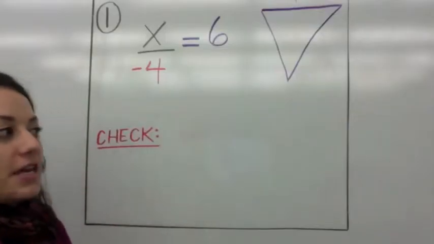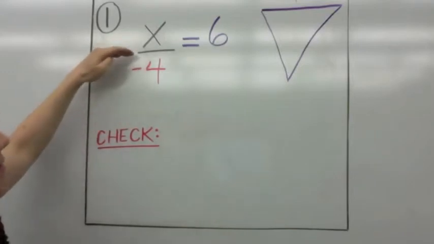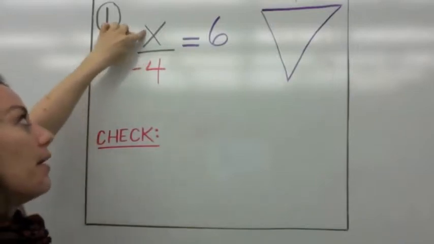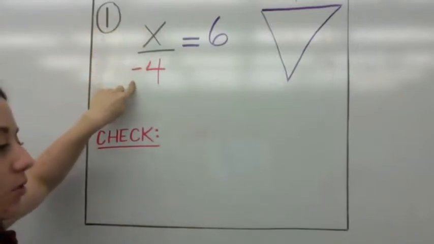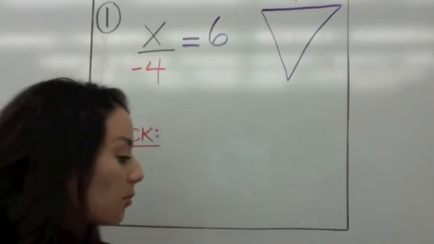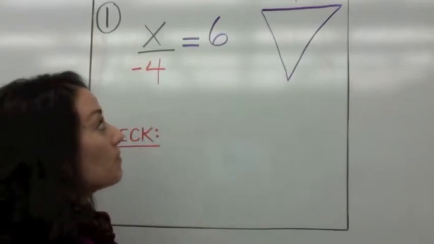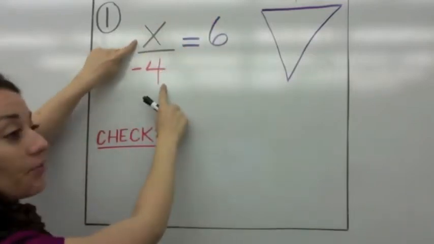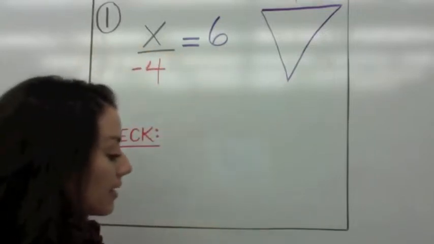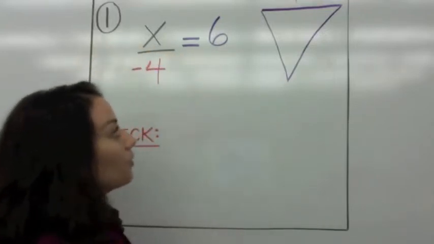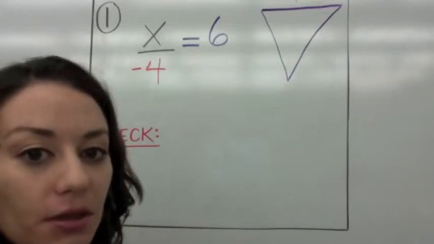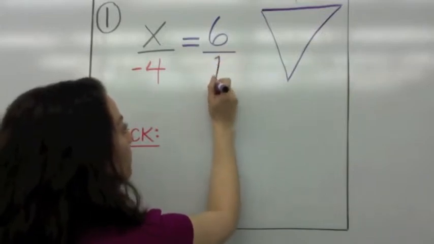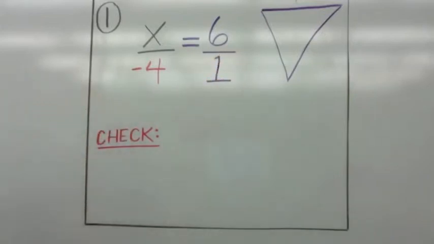Number 1 is just like the example that we saw, and it says x divided by negative 4 equals 6. This is asking you what number divided by negative 4 would give you a positive 6. Remember, the first thing you want to do is make both sides of the equation fractions. This is already a fraction because it has a fraction bar. How do you make 6 a fraction? What do you put under it? The number 1. So if you make this 6 over 1, now that's a fraction. It says 6 divided by 1.